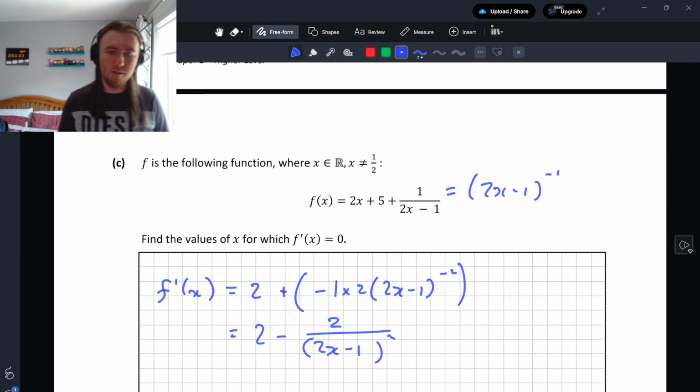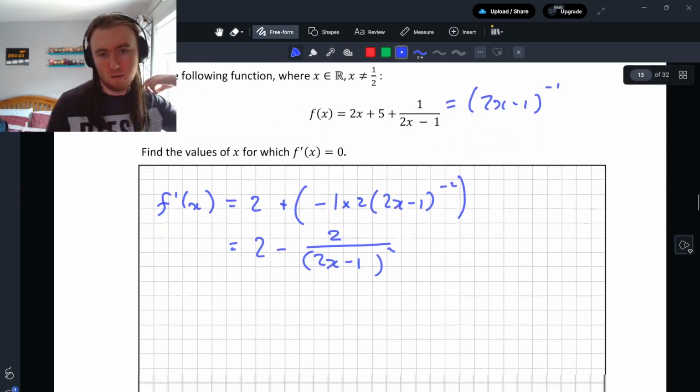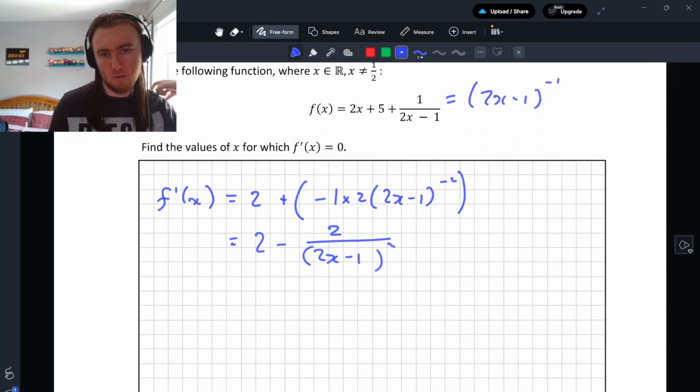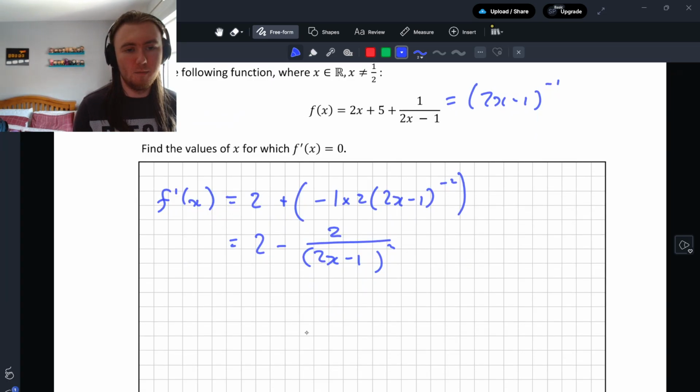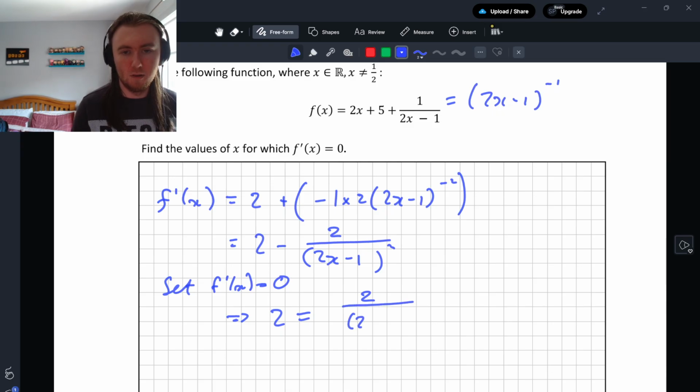And we want to find the values of x for which f prime of x is equal to 0. Yeah, I was just making sure I did that chain rule correctly. So let's set f prime of x equal to 0. So 2 is equal to 2 over 2x minus 1 squared.